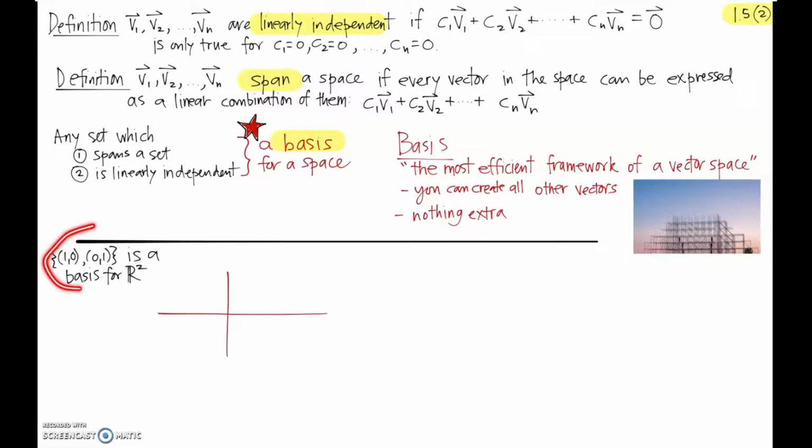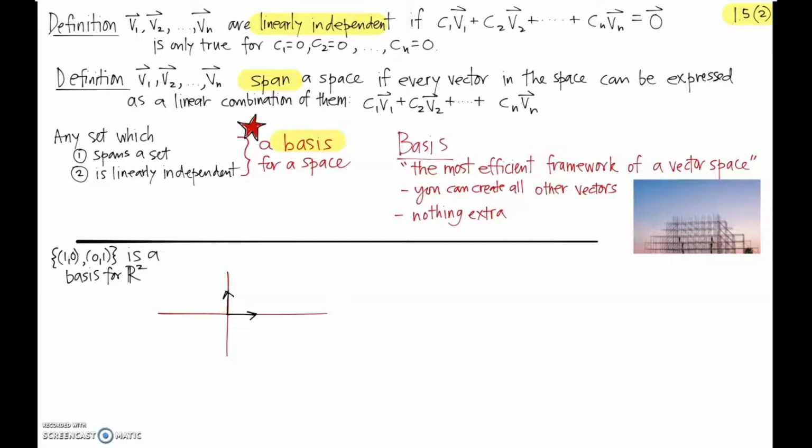So for example, (1, 0) and (0, 1) is a basis for R2. Graphically, the vector (1, 0) is about right there, and the vector (0, 1) is sitting right here. Any other vector in R2 we can build from that.